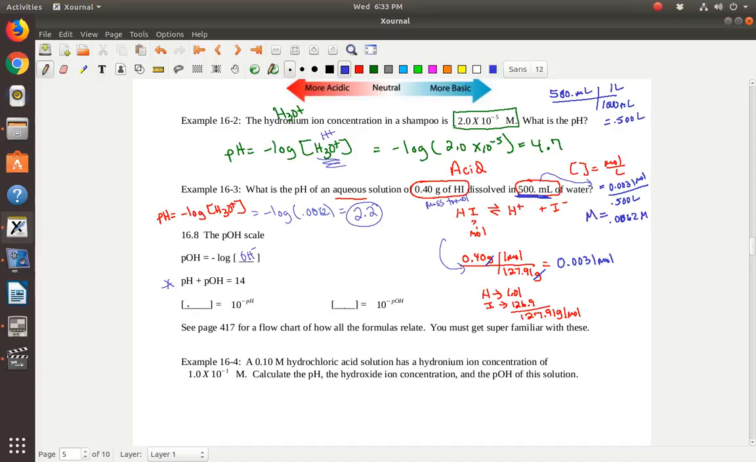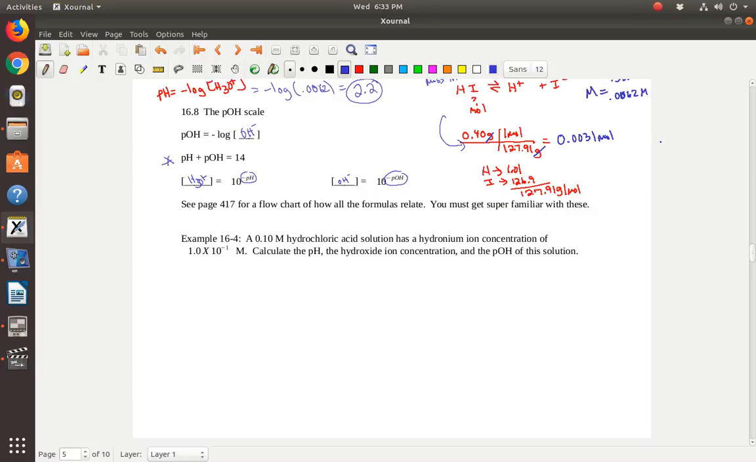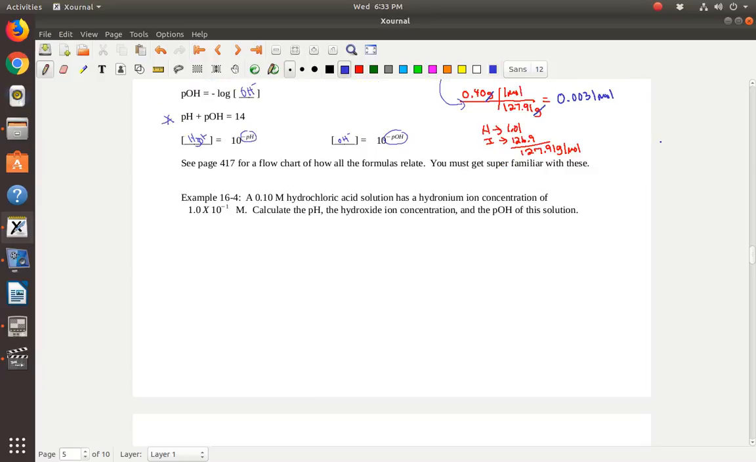Right, the concentration of the hydronium ion is 10 to the negative pH. The concentration of the hydroxide ion is 10 to the negative pOH. All of these are easy formulas to use. We will play with them and use them a lot in practice, okay? So let's do this one. We have 0.10 molar hydrochloric acid, HCl, one of the ones you need to memorize. It has a hydronium ion, H3O+, concentration of 1 times 10 to the minus 1. Calculate the pH, the hydroxide ion concentration, and the pOH.